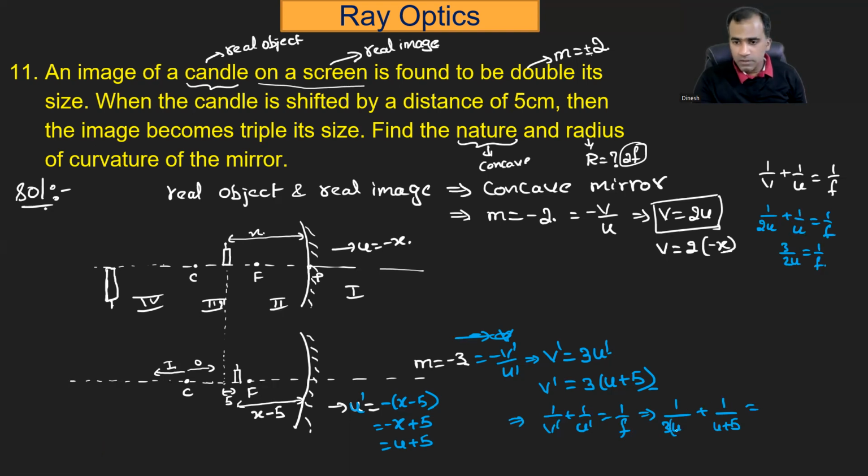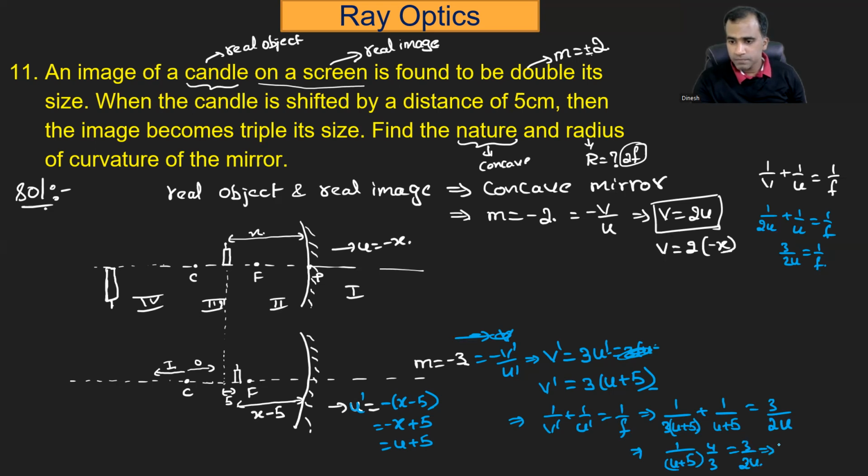So tell me, how do you write this? v dash, we have written it as 3u dash, which can be written as 3 into u plus 5. In place of v dash, I'm replacing it with 1 by 3 into u plus 5, plus 1 by u plus 5, equal to 1 by f. 1 by f we already know, we can write it as 3 by 2u. Okay, now let us simplify this. 1 by u plus 5, if you take it common, what is left is 1 by 3 plus 1, which is 4 by 3. So 4 by 3 is equal to 3 by 2u.